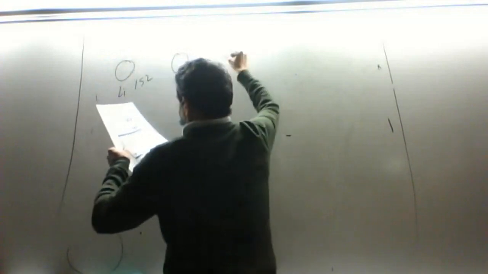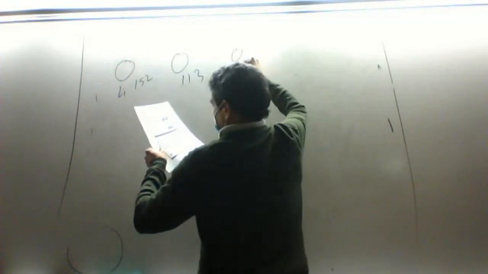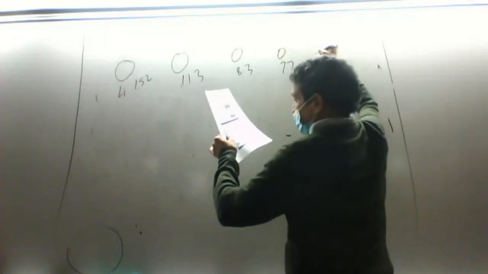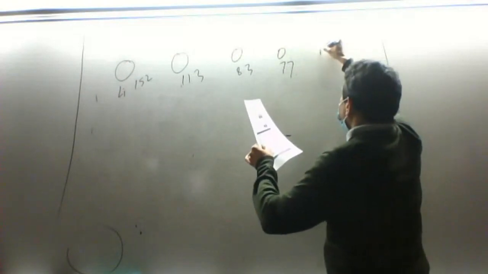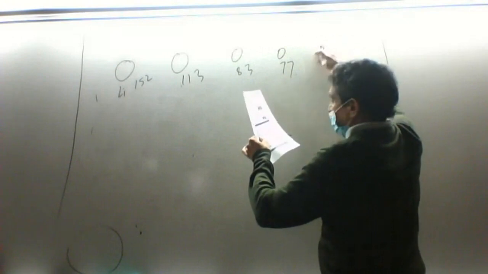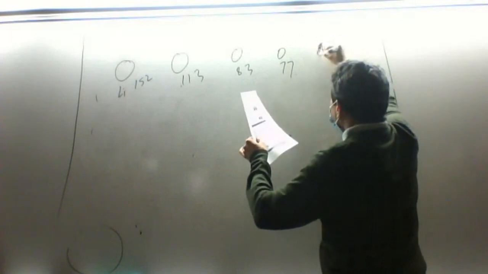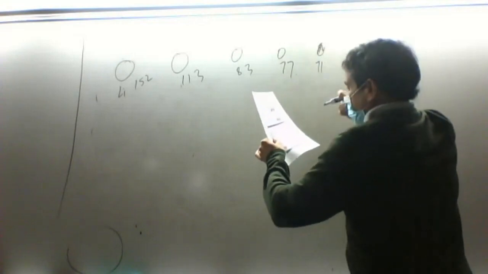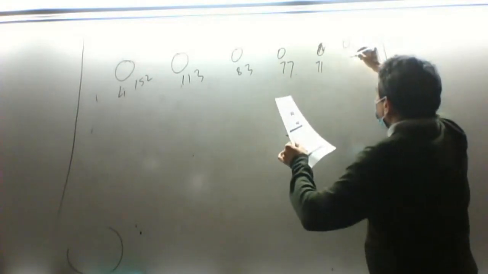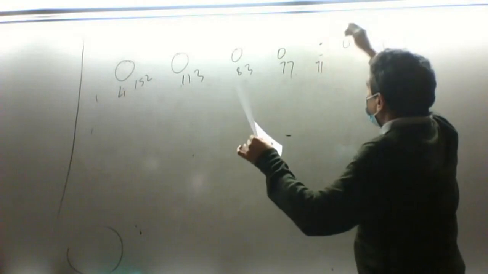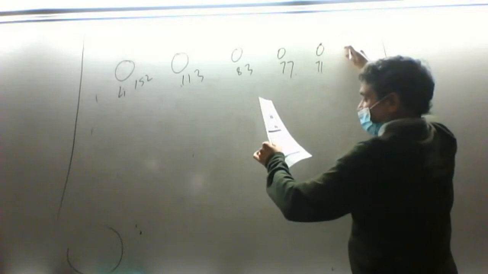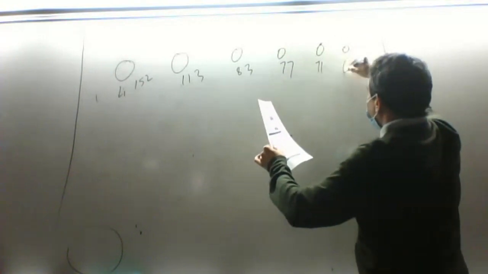Then they have beryllium here. They are writing 113. Then boron, that's 83. Then they have carbon, that's 77. And then for nitrogen, the size of that nitrogen is 71. That's all in picometers. Then we have oxygen. Oxygen has a value of 66, even smaller.